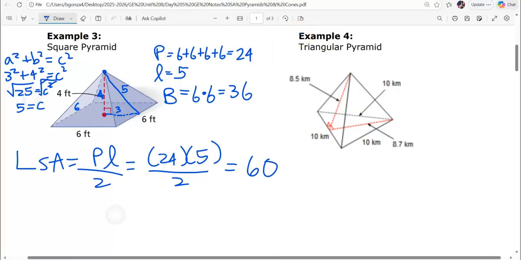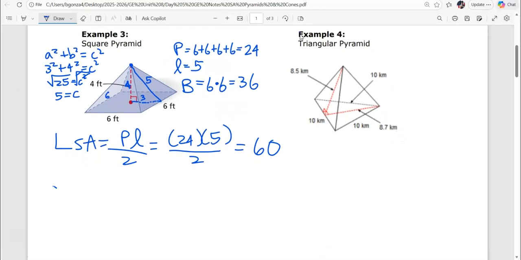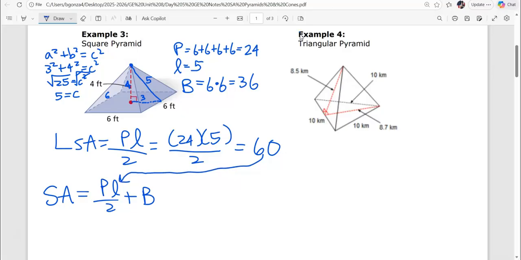And then for the total surface area, just the regular surface area, PL over 2 plus B. Well, don't we already know PL over 2 is 60, right? So it's 60 plus, and then what's big B? 36. So that's going to equal 96. Once again, unit squared. Feet squared.